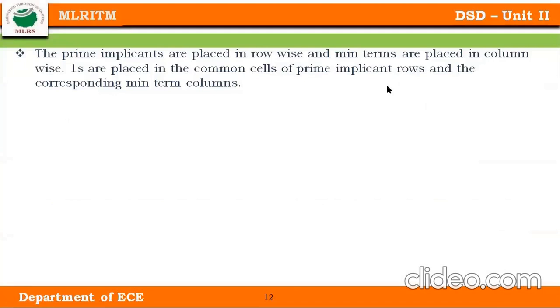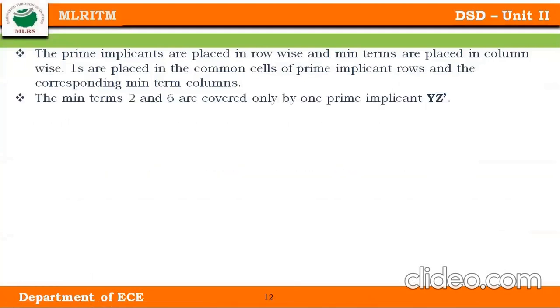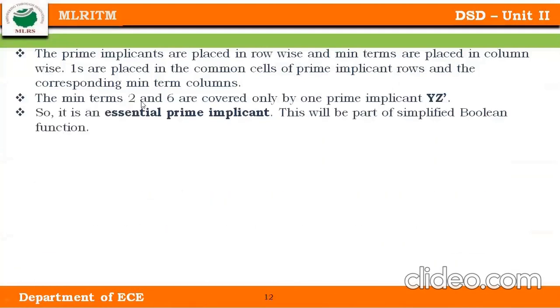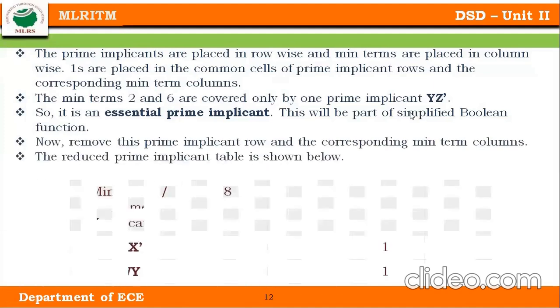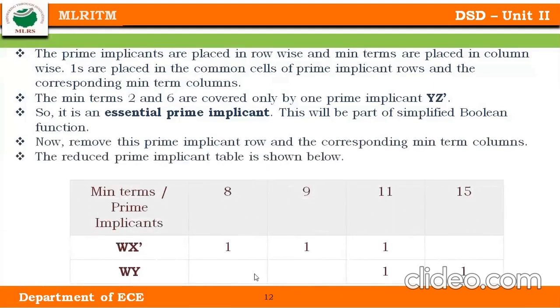Here I have removed it, and whatever prime implicants are there remain. Here see, minterms 2 and 6 are covered by only one prime implicant, y z bar. So it is an essential prime implicant. As in the video we have seen what is essential and what is prime, this will be a part of your output expression. So I removed that. Definitely that should be in your output expression. I have written it.